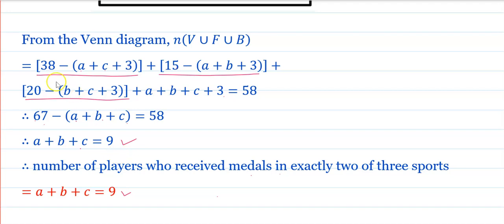Okay. फक्त हा कॅल्क्युलेशनचा पार्ट आहे. तुम्ही सुरुवातीला काय 38 minus 3, then you will get 35. Next 15 minus 3, you will get 12. That is 35 plus 12, then 20 minus 3, you will get 17. Okay, and plus 3, then you will get 67.